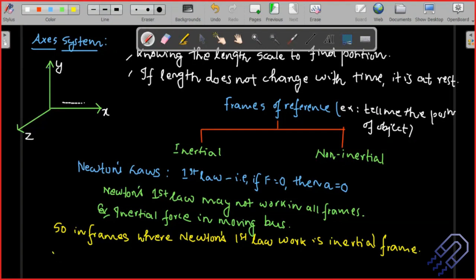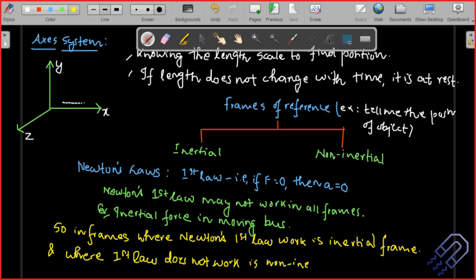And where the first law does not work is non-inertial. So you cannot directly invalidate Newton's law. It's there, the force is there, but that force is not acting directly on you. It's an inertial force that we are talking about here. So in a moving bus, the first law does not work, as in a non-inertial frame.